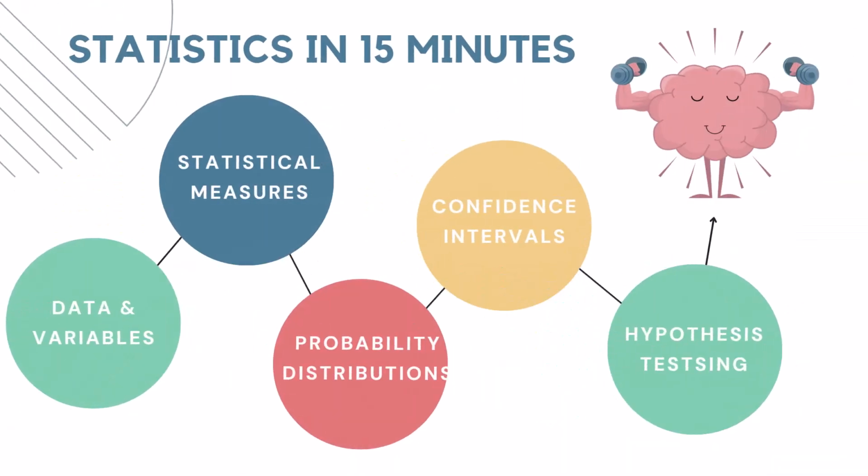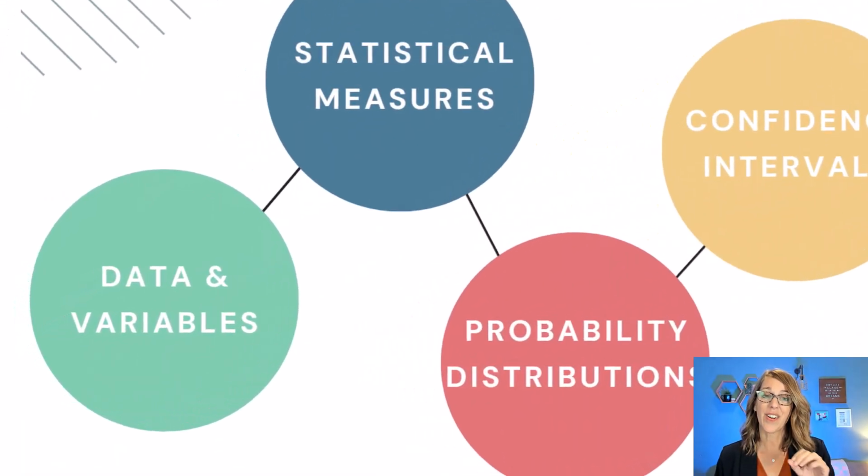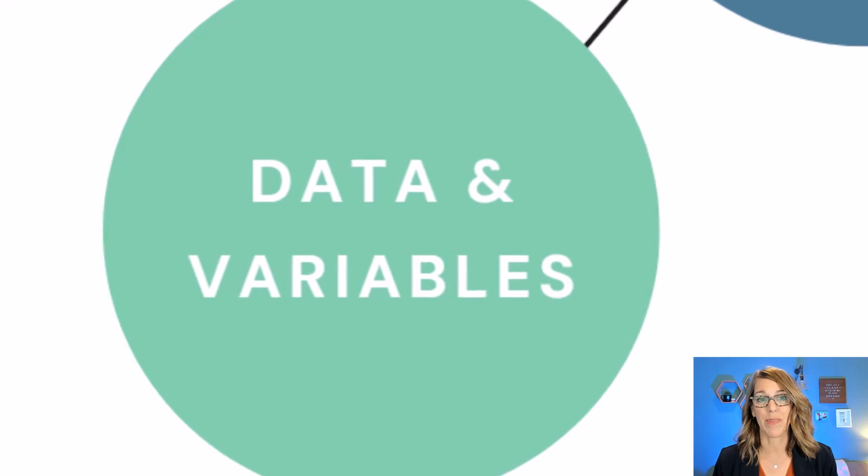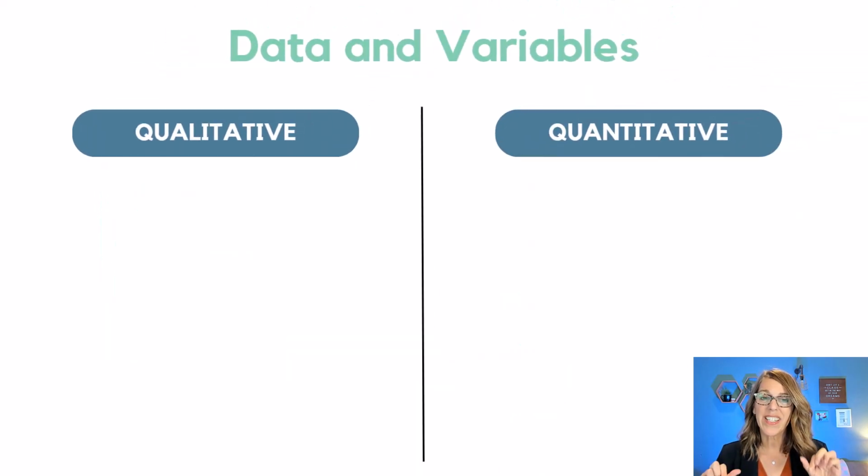We're going to go through these 5 topics so that you can understand what statistics is all about. We're not going to do any math, we're not going to do any computations, but instead let's focus on that big picture, starting with data and variables. Now we can break up data and variables into 2 different types, and that's qualitative and quantitative.